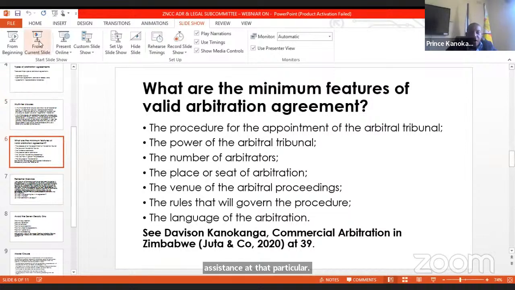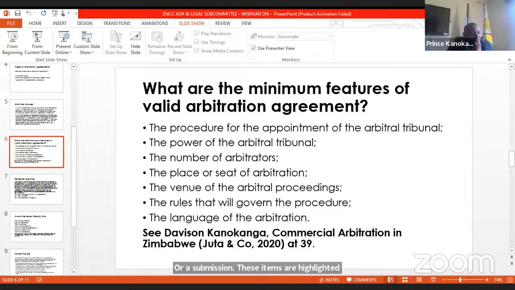Now, for the dues, the minimum features of a valid agreement, what I call the dues. So the things that should be found in a typical arbitration clause or a standalone arbitration agreement or a submission agreement or arbitration deed are these items I've highlighted here.